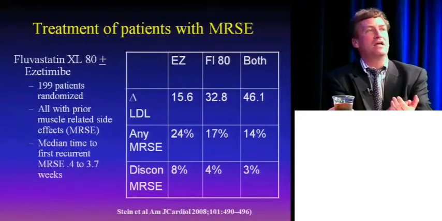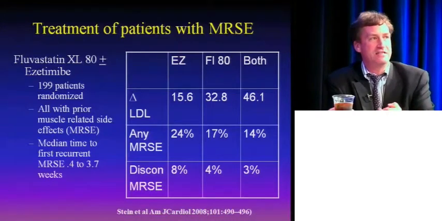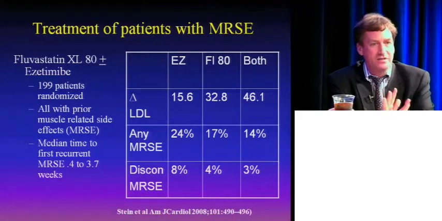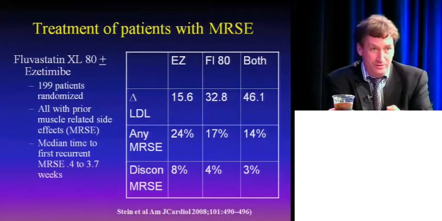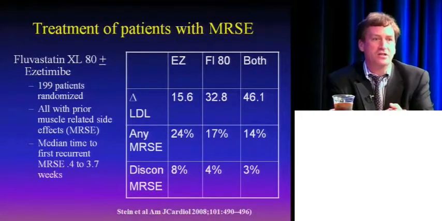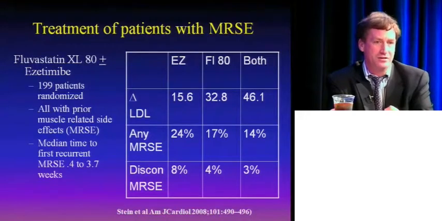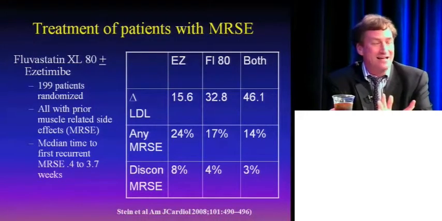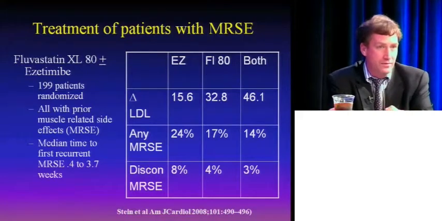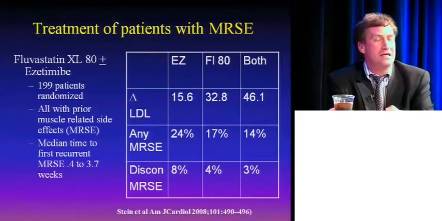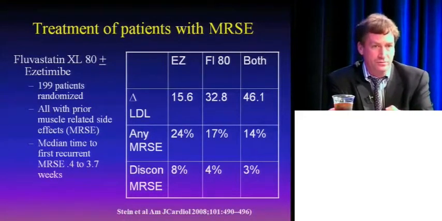Now, when you get muscle-related side effects, which is what MRSE stands for, how can you treat them? Well, there's a study that was done by Dr. Stein and his partners. They took 200 patients, essentially, who had muscle pain before, and treated them with either ezetimibe, fluvastatin 80, or both, to see who could actually tolerate this or not. When they did that, the LDL changes are shown there. The incidence of muscle-related side effects are shown.